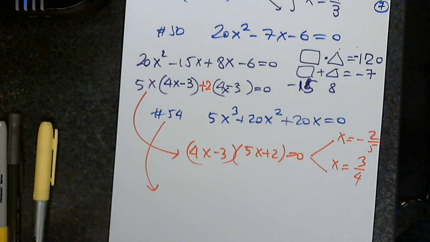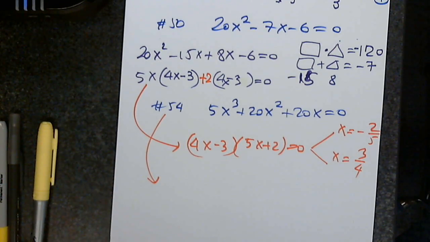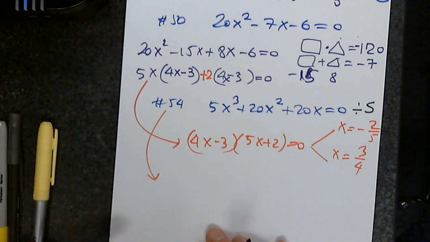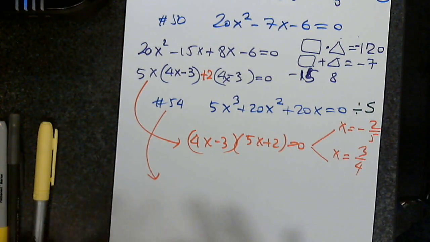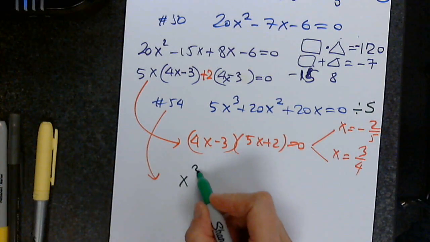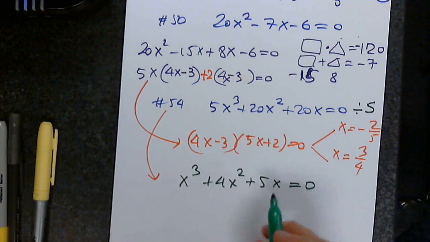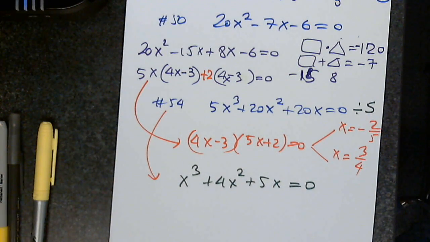Any ideas about 54? Because it's an equation, I highly recommend divide. It's not a mistake. I'm not saying it's a mistake, but this is what I prefer. Since it's an equation, I will divide both sides by the common factor that is a number, not variable. So then I have x cubed plus 4x squared plus 5x equals 0. Eliminating that 5 or dividing both sides by 5 will not change the solutions.